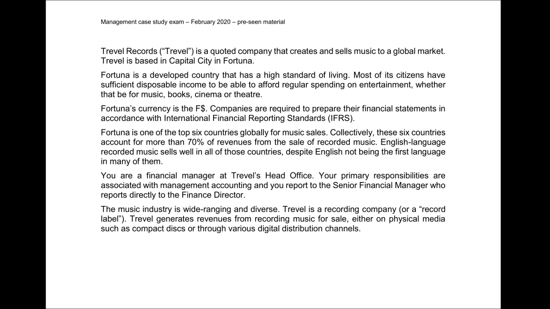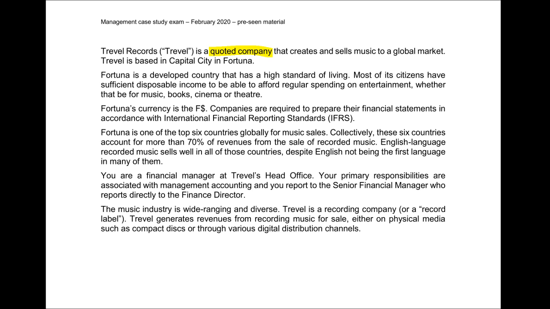So, for example, we first see that Trevel Records, or Trevel, is a quoted company. So in that case, we know that it is listed on the stock exchange. And when you're listed on a stock exchange, you are typically subject to a higher amount of regulation and information dissemination. So for example, in most stock exchanges in the real world, you have to publish a certain amount of reports and give this kind of information to the public, which otherwise you wouldn't have to do if you were just a private company.